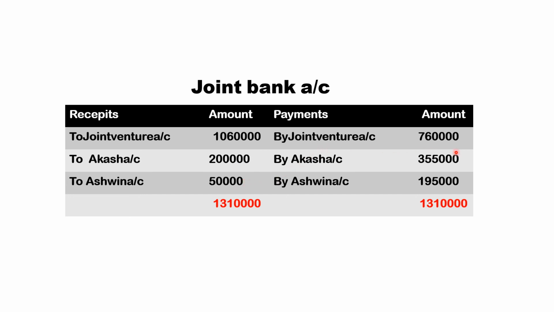By joint venture account 7,60,000, total payments paid for salary, paid for building purchase, paid for architect fees, paid for carriage, paid for machinery purchased. So various payments and expenses put together, 7,60,000, we have recorded in the debit side of joint venture account. Here it comes in credit side. And final settlement to Akash and Ashwin. Final answer, the final settlement to be made to co-venture 3,55,000 and 1,95,000. Thereby the joint bank account tallies with 13,10,000.